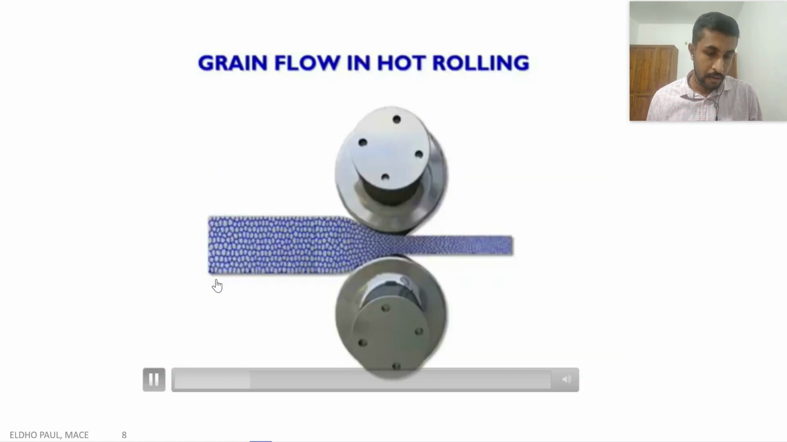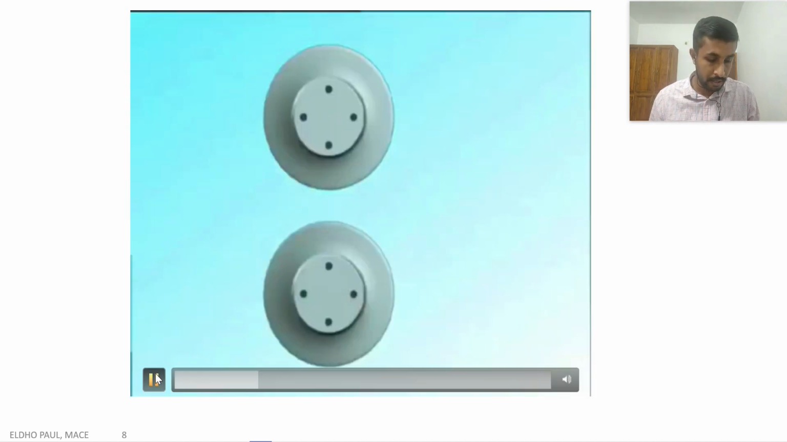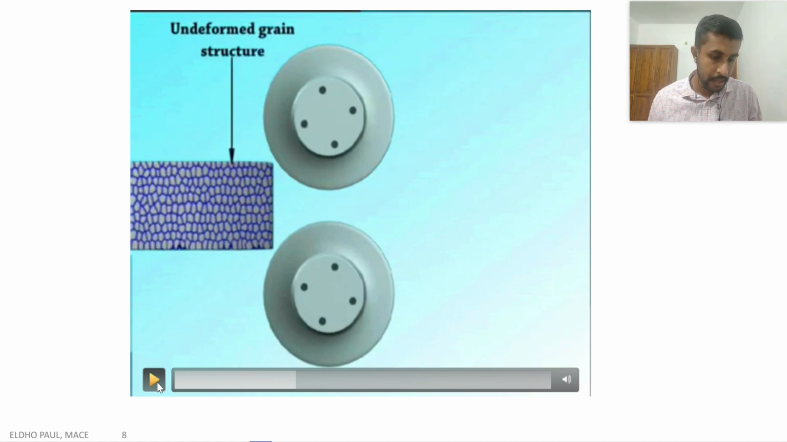Grain flow in the hot rolling process. In the previous video, we have seen hot rolling. Let us see the grain flow process. So these are the rolls and these are the rods. See this, this is the undeformed grain structure. For the ingot or billets, we have undeformed grain structure, which is in the hot condition.